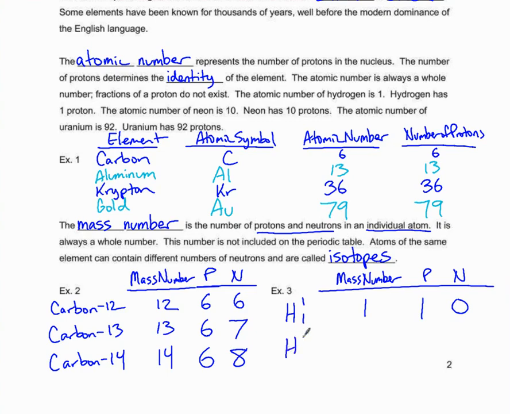The next isotope, hydrogen 2. So the mass number is the top number, and the bottom number is the atomic number. So the atomic number doesn't change. It was always 1, which means 1 proton. This hydrogen has 1 neutron. Hydrogen 3 has a mass number of 3, still 1 proton, and it has 2 neutrons.